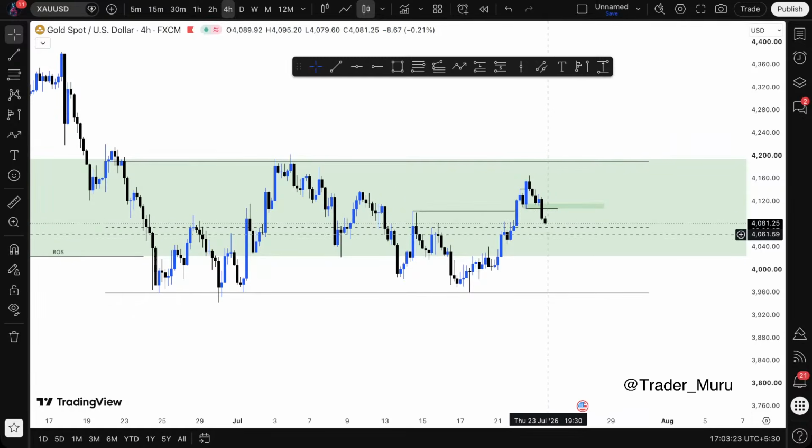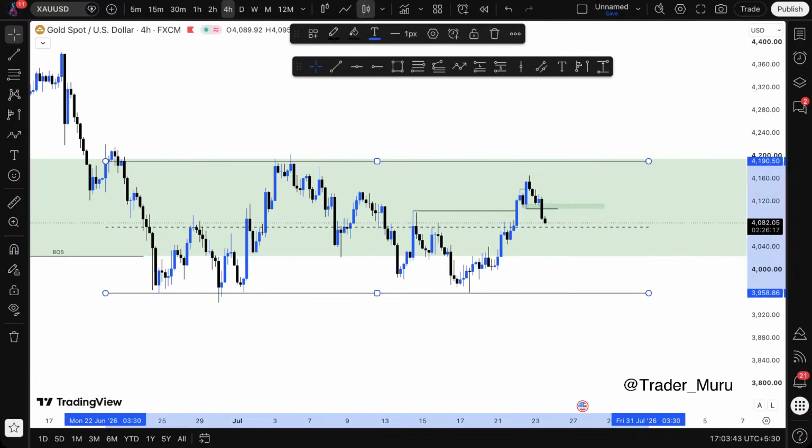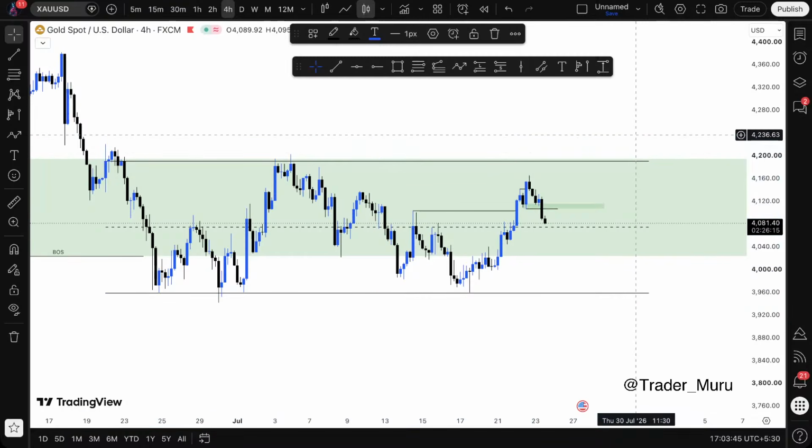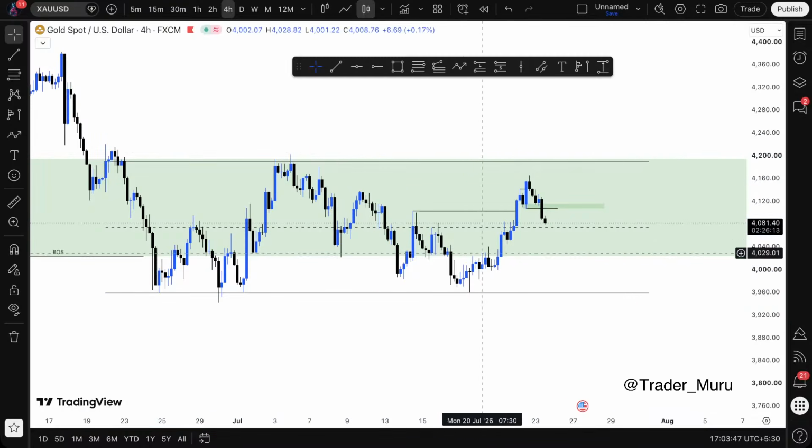If you get a 4 hour confirmation too, the first opportunity will be a sell from here. If the 4 hour does not close below and closes somewhere here again, then you can buy there with a stop loss below the recently created wick, and your target will be this high, 4190. So this is the current overview of gold.